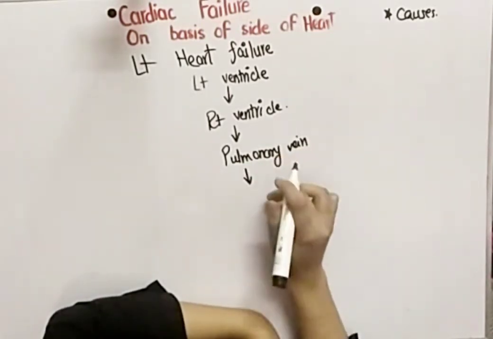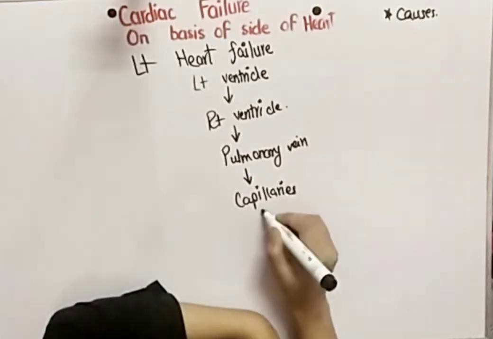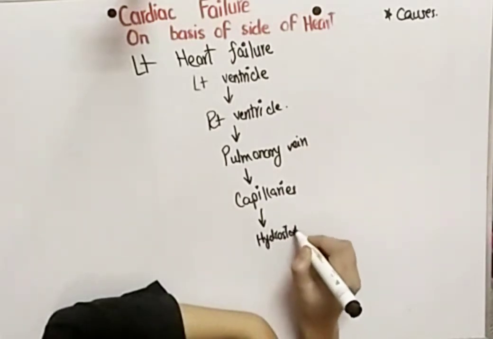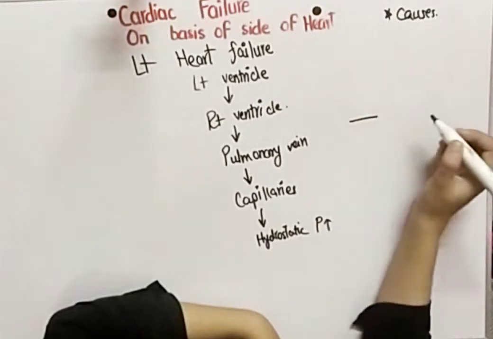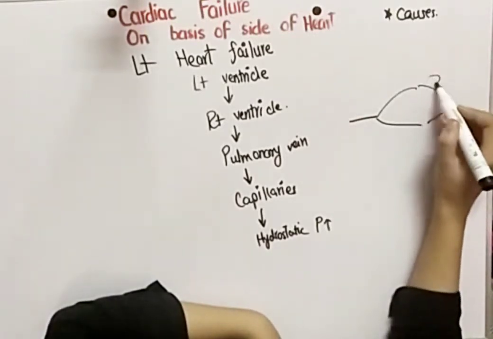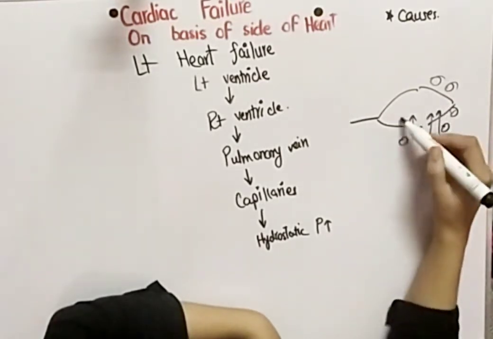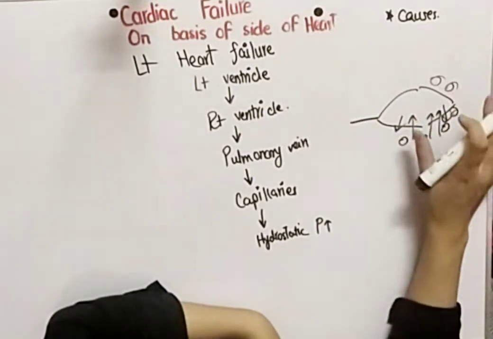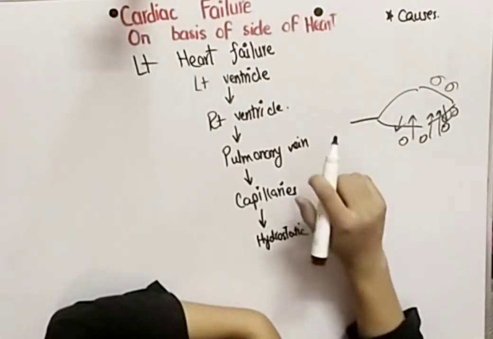Then pulmonary vein, and then we have the capillaries. What would happen? Capillary hydrostatic pressure will increase. Basically what happens is that this pulmonary vein, this is the vein, then it forms the capillaries. Okay, and these capillaries are basically surrounding the alveoli. Okay, and then there is oxygen and carbon dioxide exchange. So now what happens is that there would be the backflow of blood.